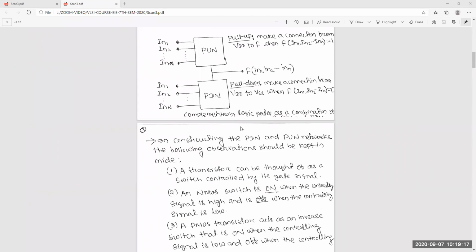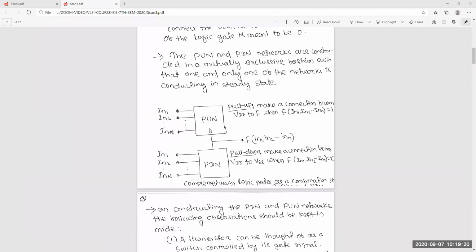So you can see here, this is your pull-up network. A lot of inputs are there, and F is the function of this voltage.